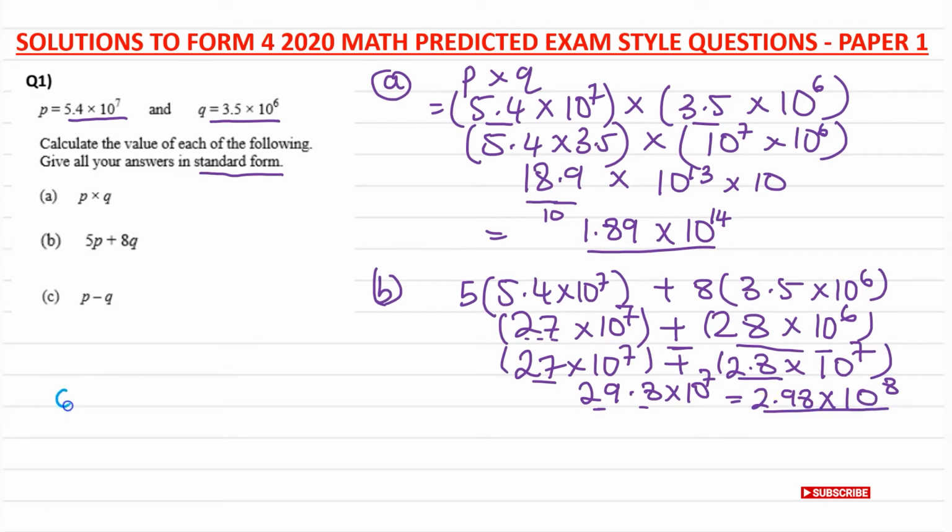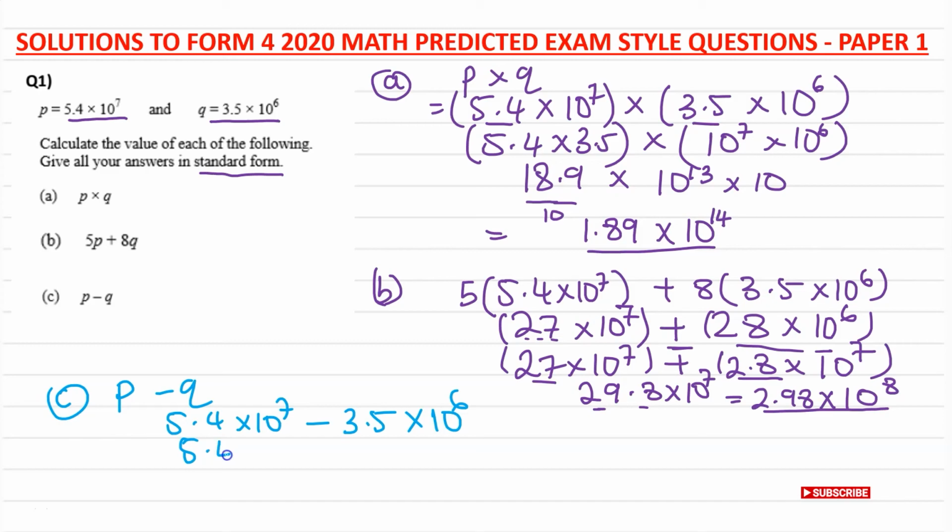And now for C, we're asked to do P take away Q, and we know P is 5.4 times 10 to the power 7, take away Q, which is 3.5 times 10 to the power 6. Now I have the same problem. I have just single digits before the decimals, so I don't have a problem there. I don't have 35 here, so I can compare the powers of 10 and I can tell this is the smaller number, which means I'm going to change the smaller number and make sure it has the same power as this one here. So I need to change this and make sure this is 7 instead of 6.